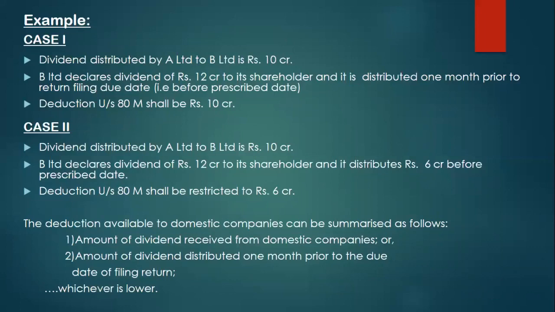The deduction available to domestic companies can be summarized as follows. Amount of dividend received from domestic company or amount of dividend distributed 1 month prior to due date of filing return, whichever is lower. Hence, in case 2, we can see that the amount declared by company B was rupees 12 crore, but it distributed only rupees 6 crore up to the prescribed date. So deduction under section 80M was restricted to rupees 6 crores.